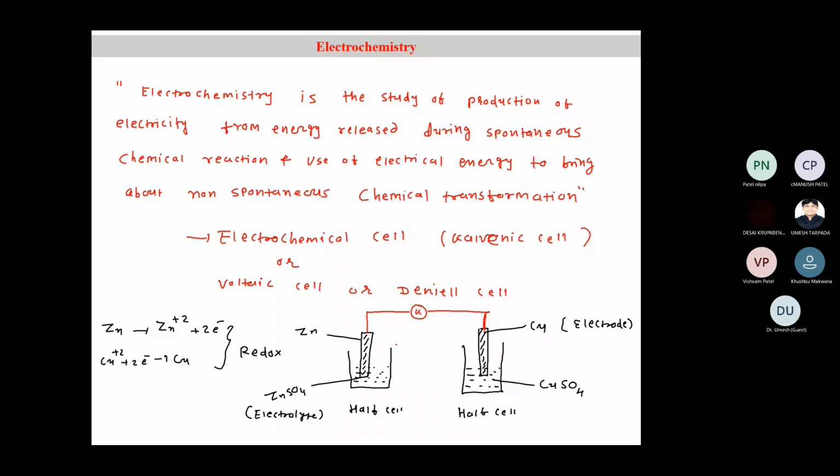Internal connection is made using a salt bridge. A salt bridge is nothing but a glass tube, with cotton at the ends, filled with ammonium nitrate or potassium nitrate, NH4NO3 or KNO3. So this is the salt bridge.